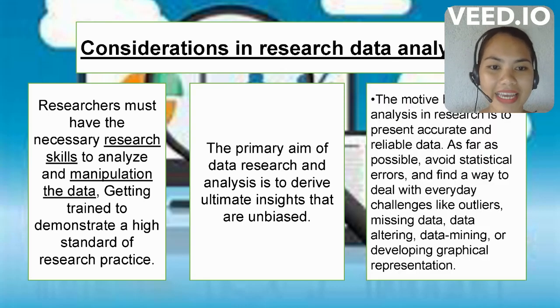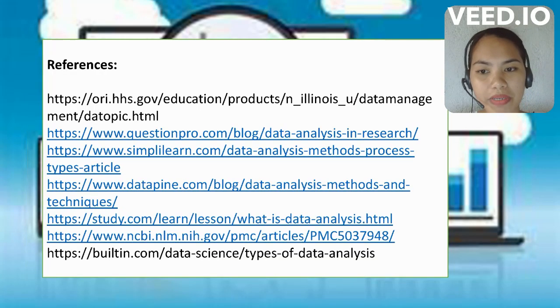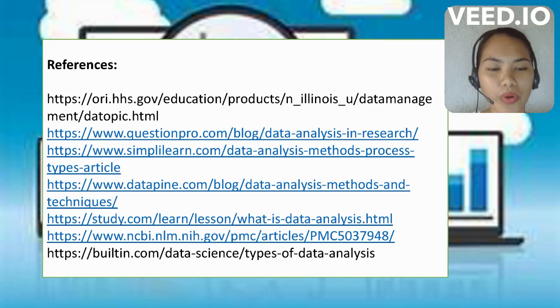Next, the primary aim of data research and analysis is to derive ultimate insights that are unbiased. The motive, as far as possible, is to avoid statistical errors. Find a way to deal with everyday challenges like outliers, missing data, data altering, data mining, or developing graphical representations. So that was it, and here are my references for my topic.